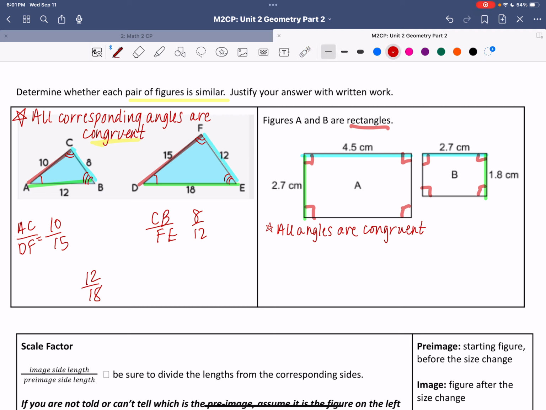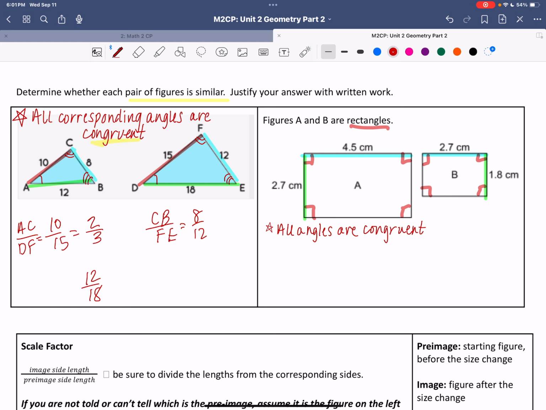All right, so let's go ahead, let's get started. So AC is 10, DF is 15. So if you do this correctly, then you know that this would equal 2/3. Okay, so far so good. So everything has to equal 2/3 in order for it to be proportional.